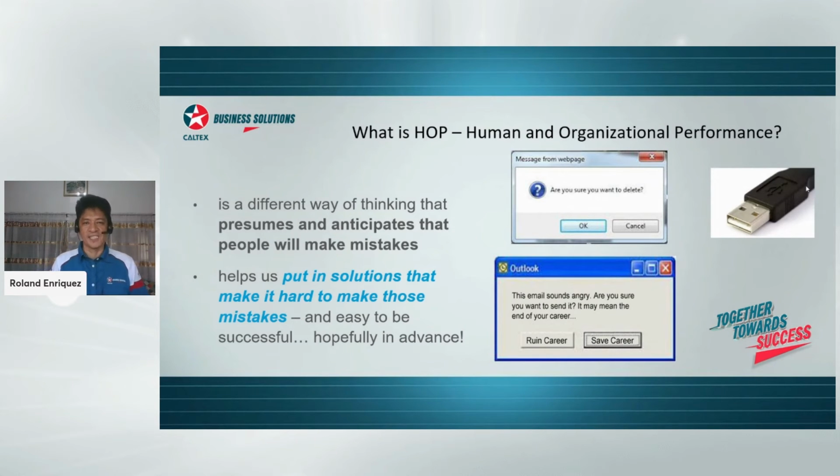Okay, so these are samples of human and organizational performance. Meaning, let's anticipate that people will make mistakes and design a system that will help people, so that in case they make a mistake, they can still recover.